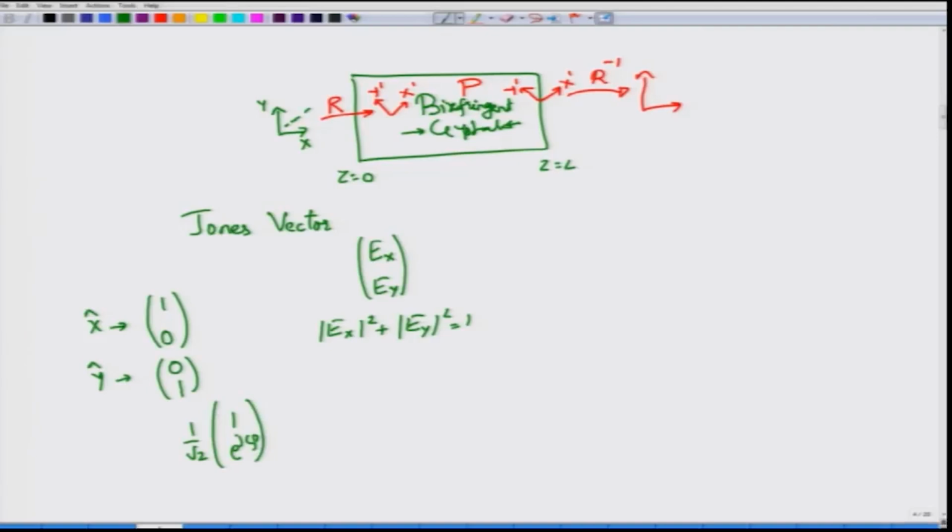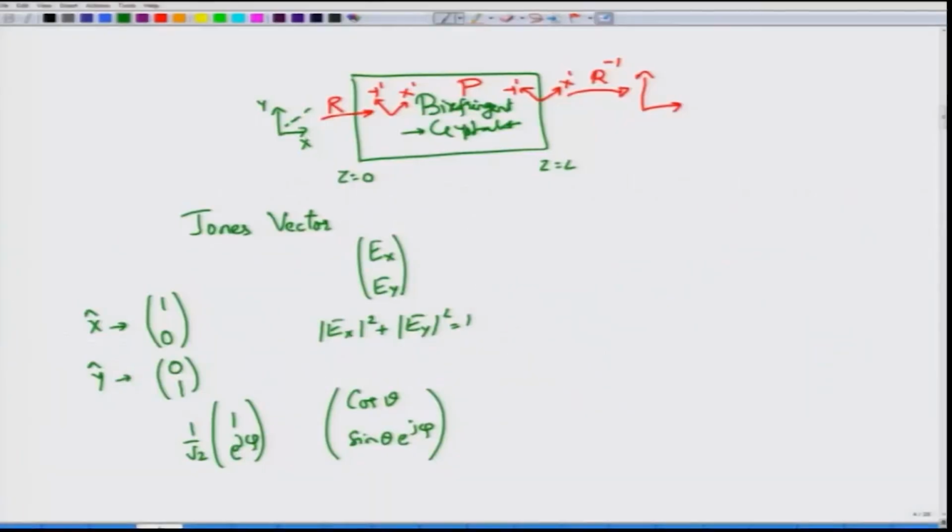But at any other angle, you will have to write down the actual Jones vector. Sometimes this notation of cos theta, sin theta e power j phi is used, with two parameters theta and phi, to account for not just linear polarization, but also for circular and elliptical polarizations. We are going to use one of these forms. If your light is polarized along x, then you can use the Jones vector of 1 0. If it is along y, you can use 0 1, and so on.